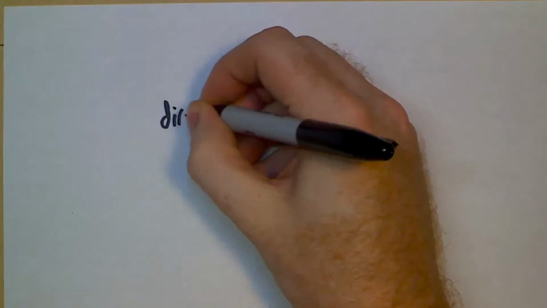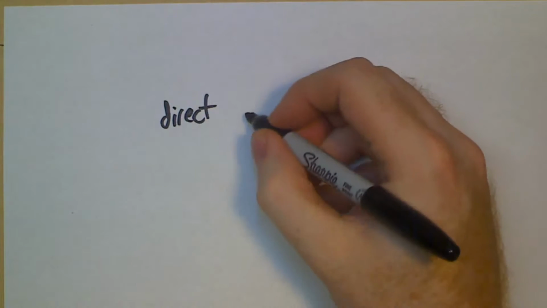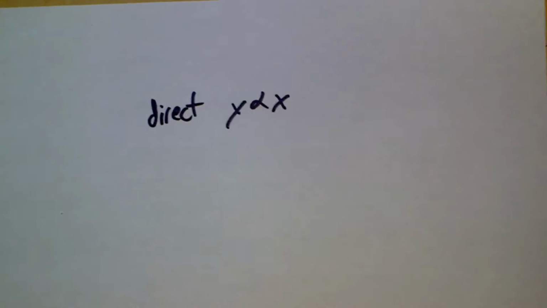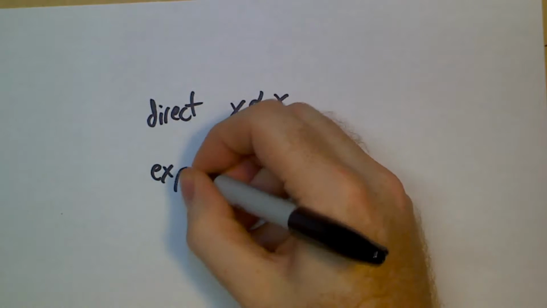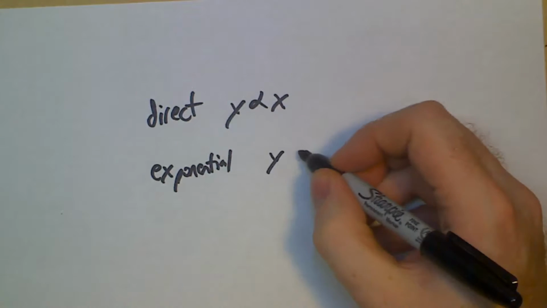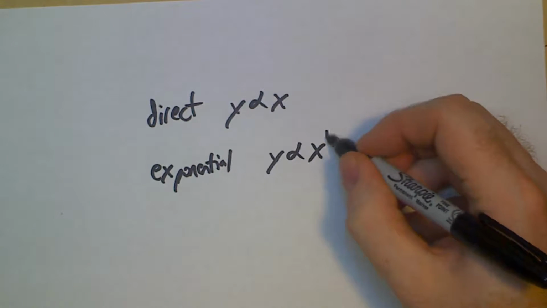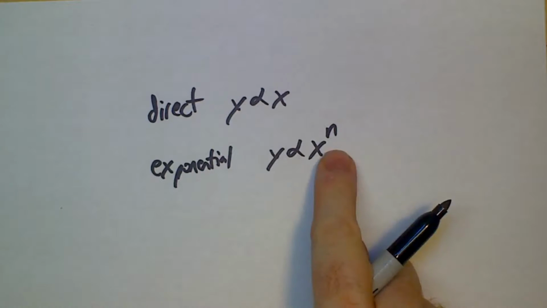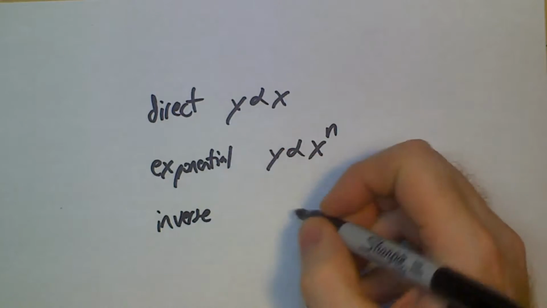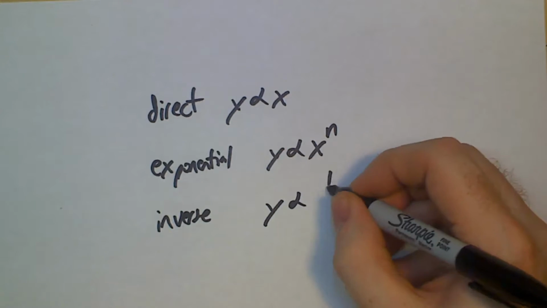So the last thing to review here is the mathematical expressions for these three relationships. So we have a direct relationship, which always looks like y is proportional to x, and they're straight across from each other. You can have an exponential relationship, which looks like y is proportional to x raised to some exponent. Doesn't matter what the n is. And finally, you can have an inverse relationship, which looks like y is proportional to 1 over x.